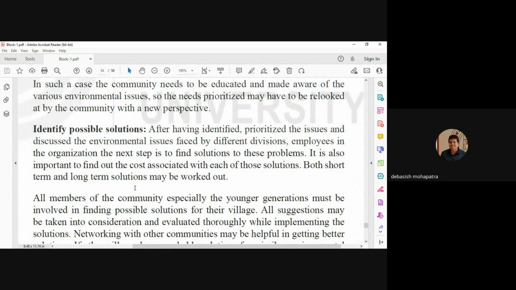Then identify possible solutions. Once the problems are known, then we should work out what the possible solutions are, how to solve the problems which are already there. That should be our approach.